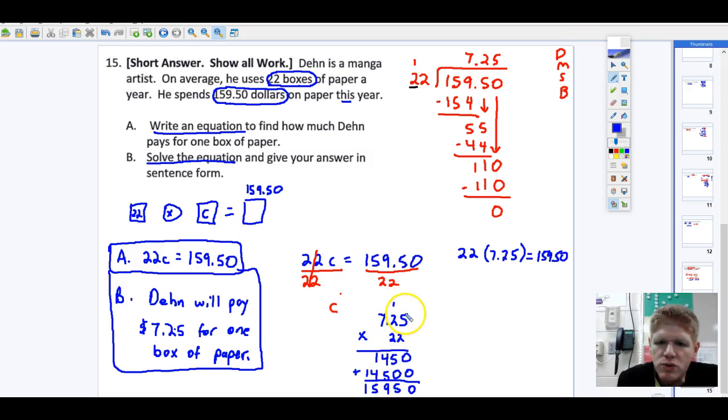And we've got 2 digits to the right of the decimal point. So we're going to bring our decimal point in 2 times from the left, $159.50. And that is exactly what we were supposed to get. We are done.